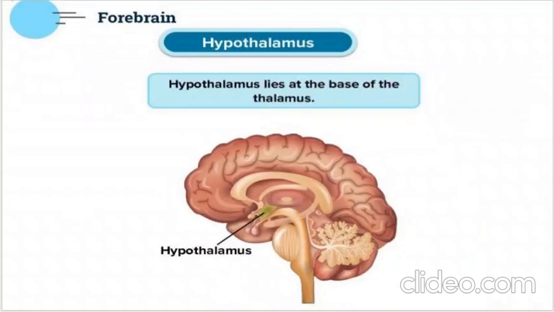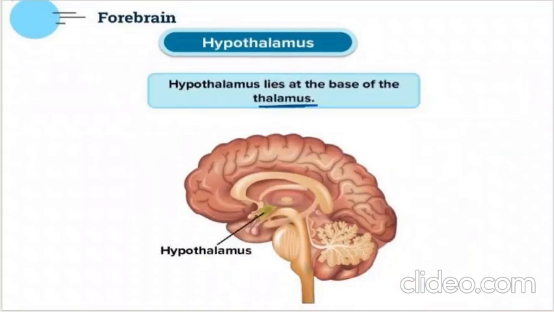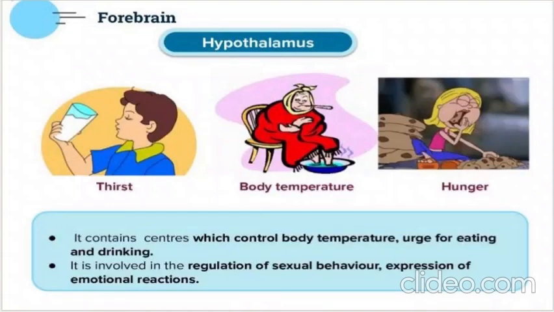All right. Now next is the hypothalamus. Hypothalamus means it's at the base of the thalamus. This is my thalamus, and below that is my hypothalamus. Now, what is the function? It contains the centers which control body temperature and the urge for eating and drinking. Body temperature is controlled by the hypothalamus. Even our day-to-day expression, the emotional reaction, and sexual behavior, all of this regulation is also done by the hypothalamus.